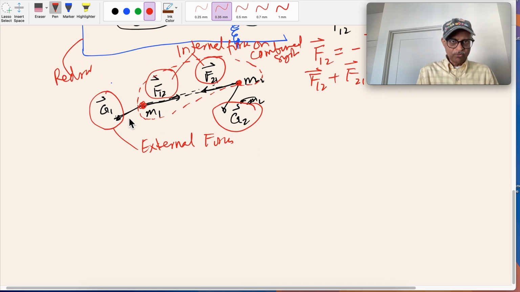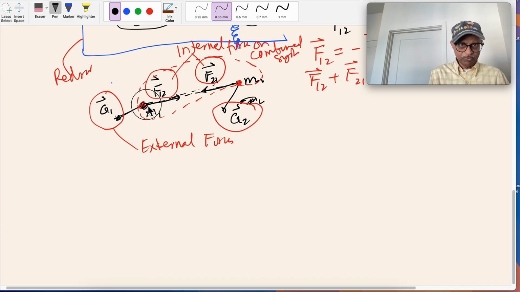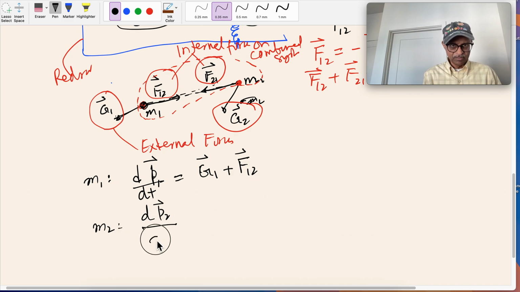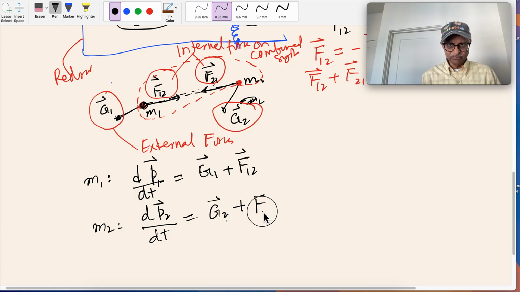Okay, so let's write the law for each of them. For M1, the rate of change of momentum of 1, dp1/dt, is just going to be the external force G1 vector plus F12. So that's the law for M1. The law for M2 will be dp2/dt equal to the external force plus the F21 vector.